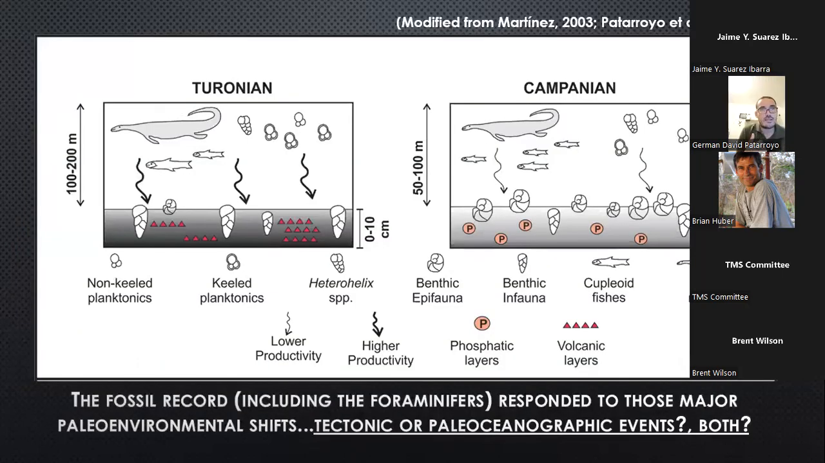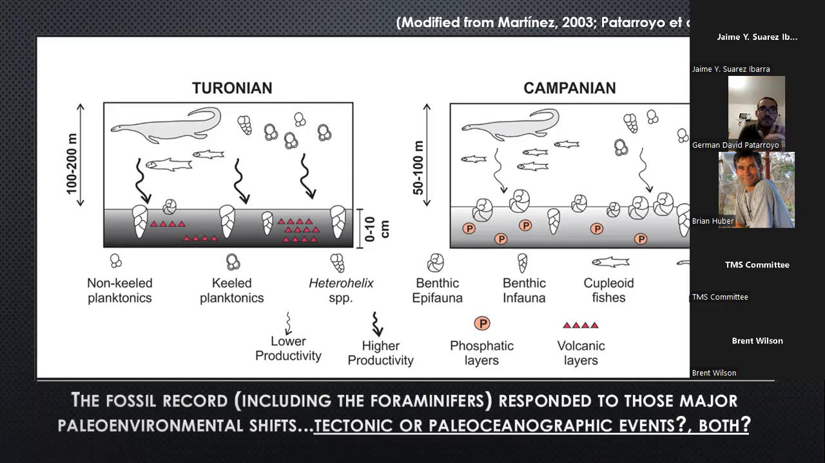So the interesting part is that the macrofossil and the microfossil content were able to record these changes when we have really open marine conditions with highly productive oceans at the Turonian, the Cenomanian, and the Santonian, when we also had episodes of volcanic activity, related in this case with the formation of the Caribbean plate.